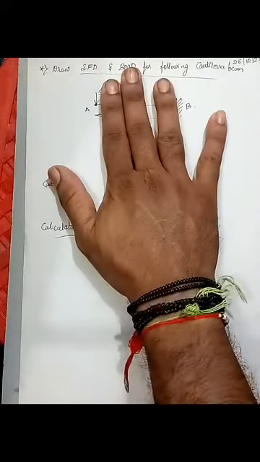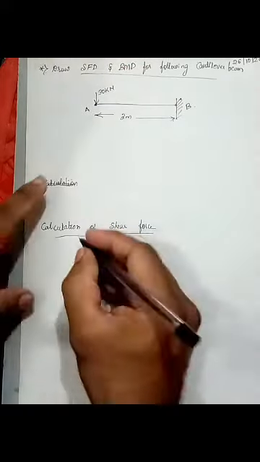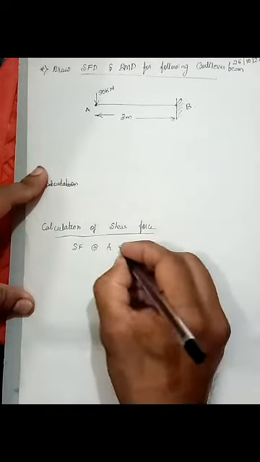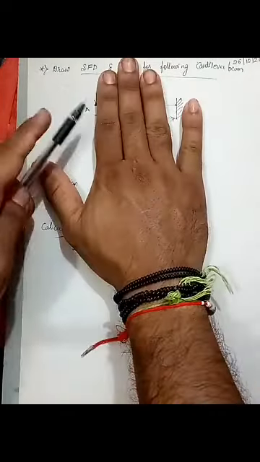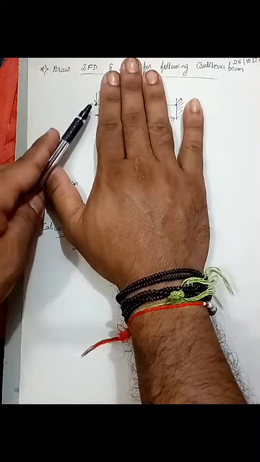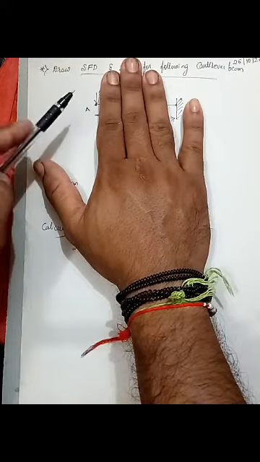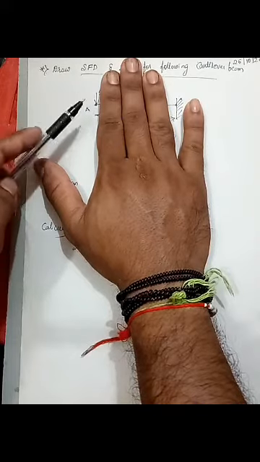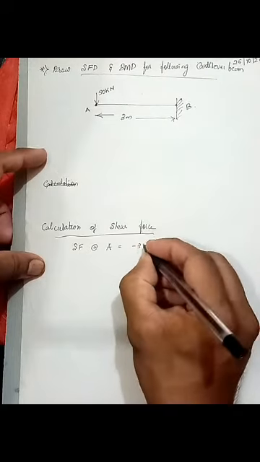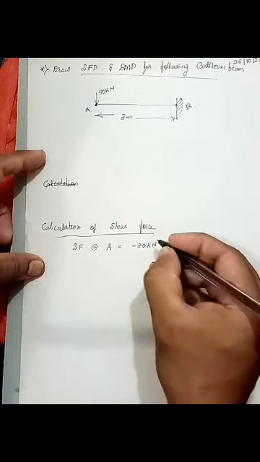So at A, let's find out first. Shear force at A is equal to, if I keep my hand here, on the left hand side how many forces are there? Only one force is there, so it is coming downwards. So for left hand side, sign convention downwards is negative, so it's minus 30 kilonewton.